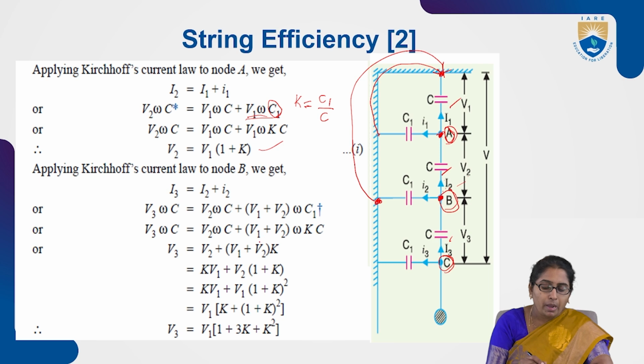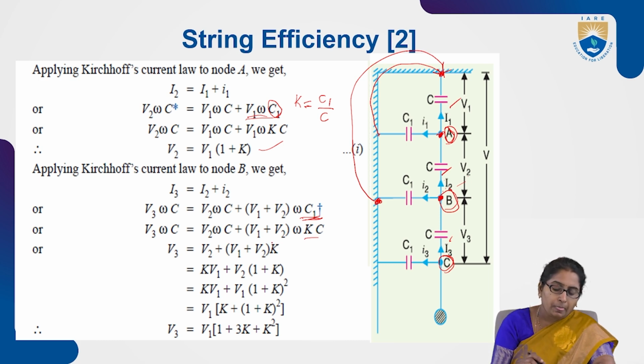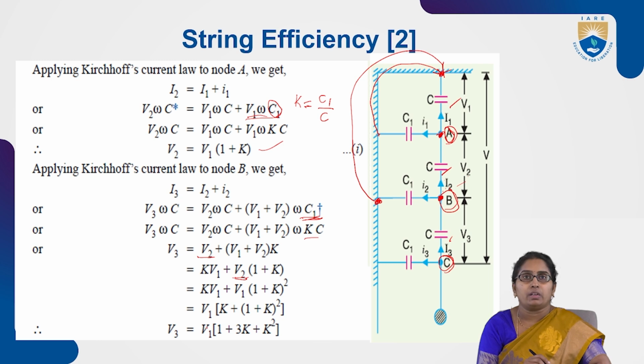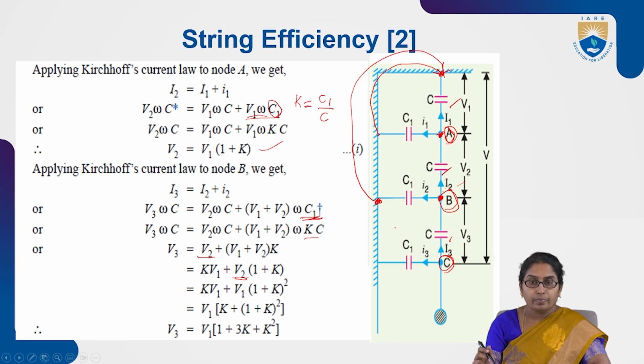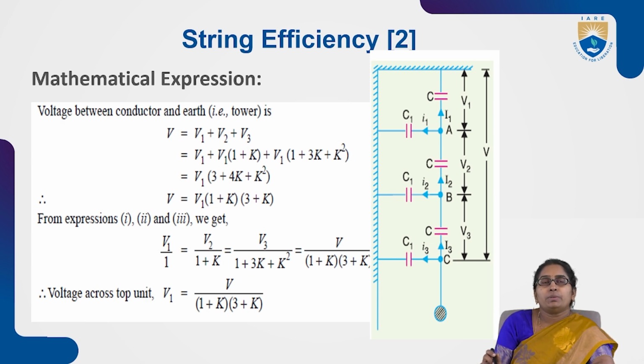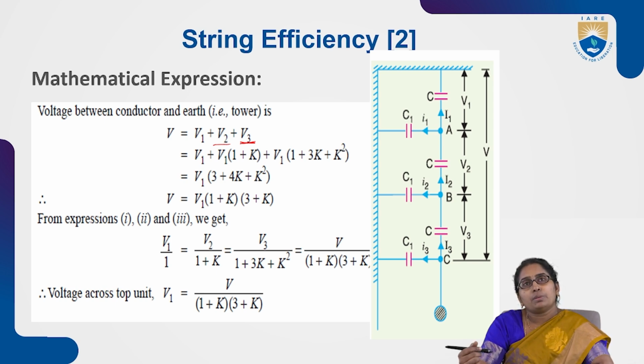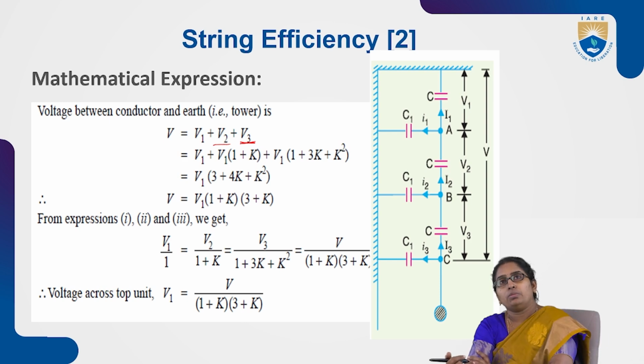Now again in the same manner, replace C1 in terms of KC, and finally simplify the equation, cancel the similar term omega C on both sides. Finally we will get V3 equals V2 plus V1 plus V2 into K. But we know that V2 is V1 into 1 plus K. So substitute, and V3 is written only in terms of V1 and K. Finally we want to calculate the efficiency. Now the voltage between conductor and earth, that means total V, is given by the sum of V1, V2, V3. We already have V2 in terms of V1, and V3 also in terms of V1 from the previous. V2 is V1 into 1 plus K, V3 is V1 into 1 plus 3K plus K square.